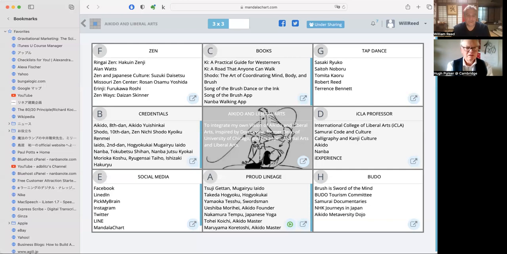And then I just wrote down some of the names of the people associated with this. Morioka Koshu, who you, of course, met and studied with, my first calligraphy teacher. Yugensai Taiho, who's the head of the Zen-nichi Shodo. And Ishizaki Hakuryu, who is my current teacher, specializing in the small brush. So I'm actually quite actively engaged with all of those.